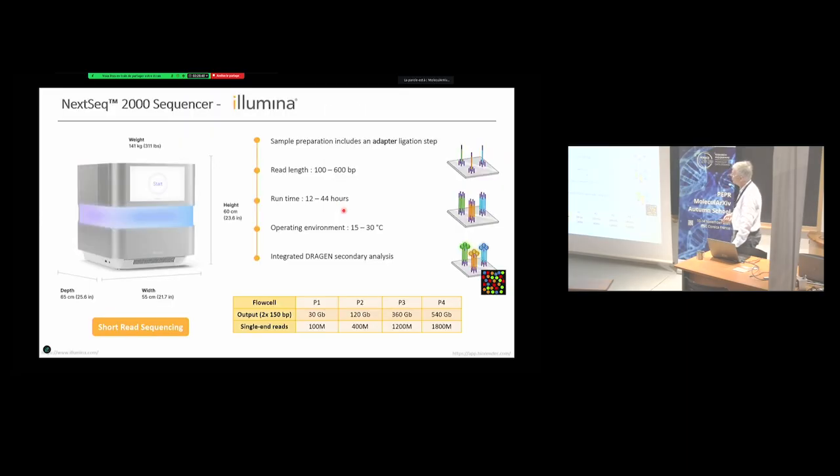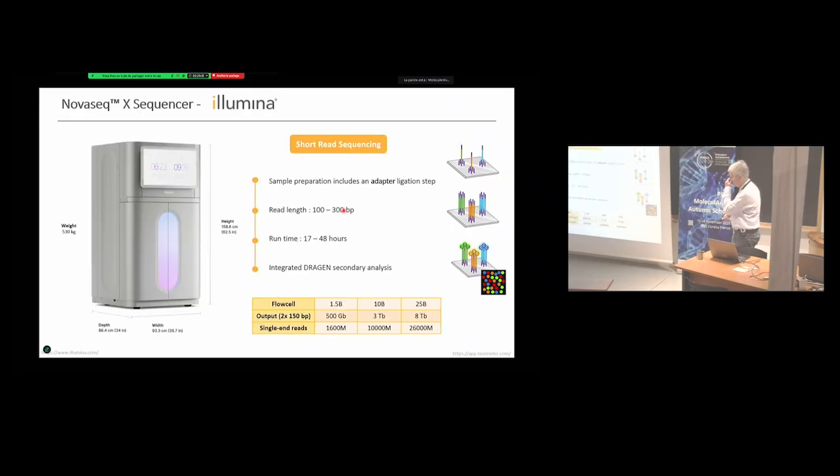So the kind of sequencer provided by Illumina is shown here. This is a small one, what is called the NextSeq 2000, which is already generating quite a large amount of output. And the larger one is shown here.